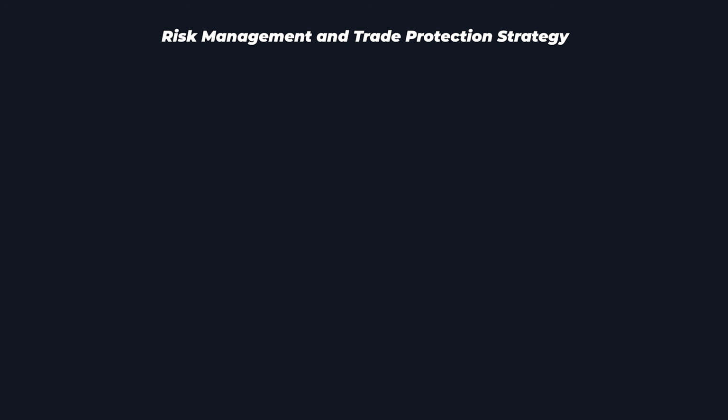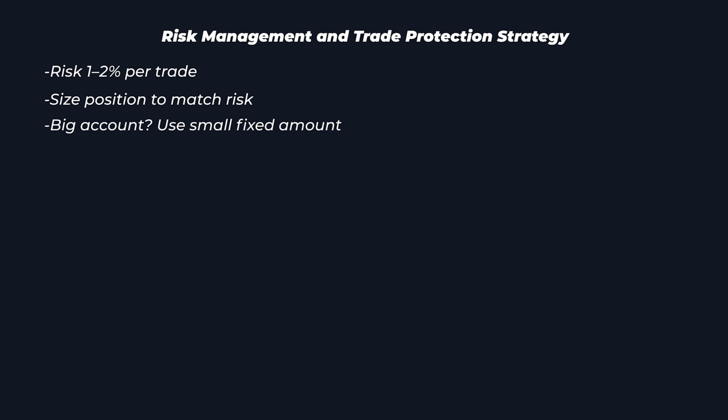Of course, no strategy works without proper risk management. Always risk only 1 or 2% of your trading account on any single trade. Before you enter, calculate your position size so that the distance from your entry to your stop loss equals that percentage of your account. If you have a larger account, you can risk a fixed dollar amount rather than a percentage, but keep it small so no single loss hurts you too much.